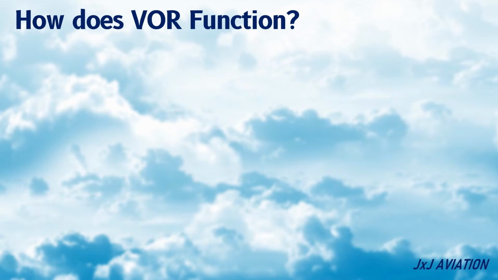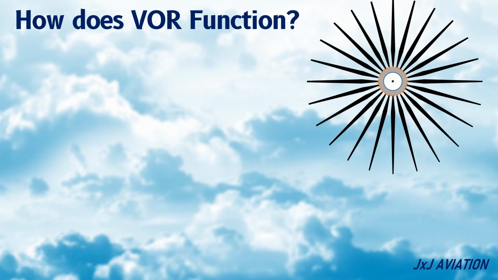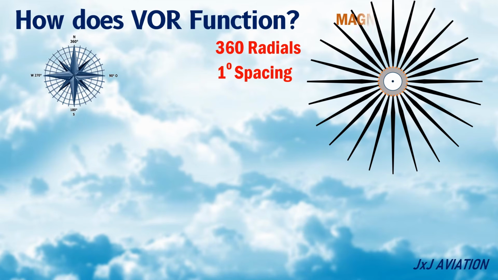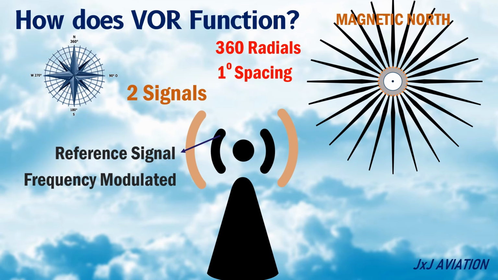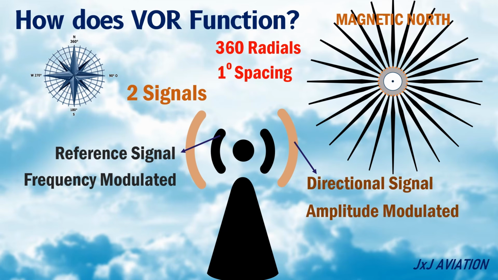How does the VOR function? The VOR produces 360 radials at 1 degree spacing. These radials are aligned to the magnetic north at the VOR location. The VOR transmits two signals. One signal is the reference signal, which is frequency modulated. The other signal is a directional signal, which is amplitude modulated. The directional signal will have a phase difference with the reference signal, depending on the radial.